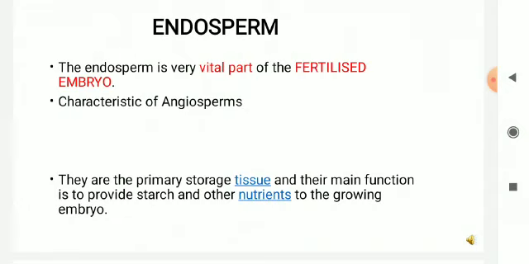Endosperm structure is characteristic of angiosperms. That is, it is found only in the angiosperm group of plants. Other groups of plants like algae, fungi, bryophyta, pteridophyta, and gymnosperms lack this structure.